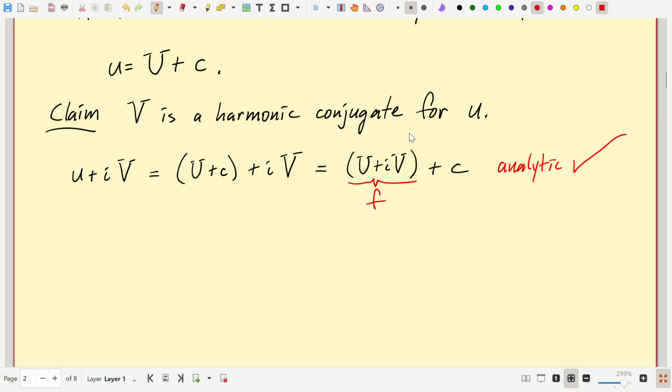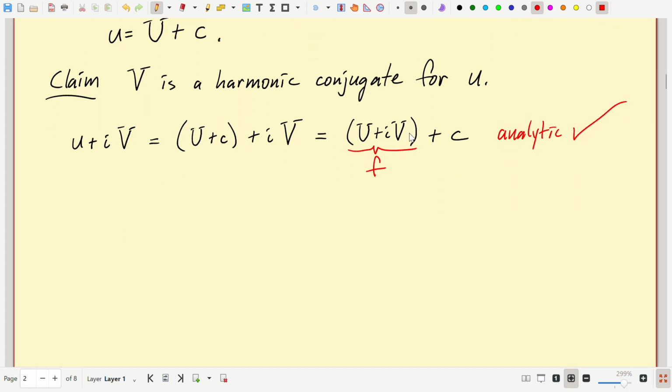Okay, since I'm sort of putting up loose ends together about harmonic functions, I should mention there's a Liouville's theorem for harmonic functions.